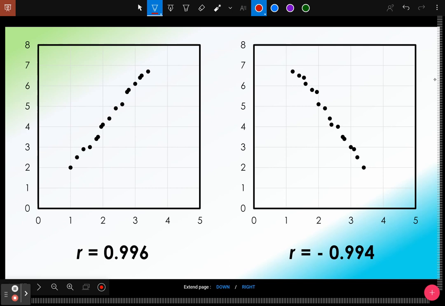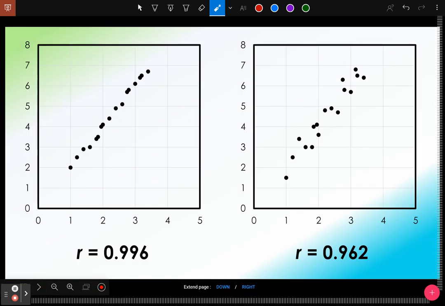So here we go. This R is 0.996. So 0.996 is really close to 1. Notice how much like a perfect line those are. Well, a negative 0.994, again, is pretty close to a perfect line there. It just goes in the negative direction. Notice this one, 0.996. Really tight dots close together. 0.962. This is like a 96%.